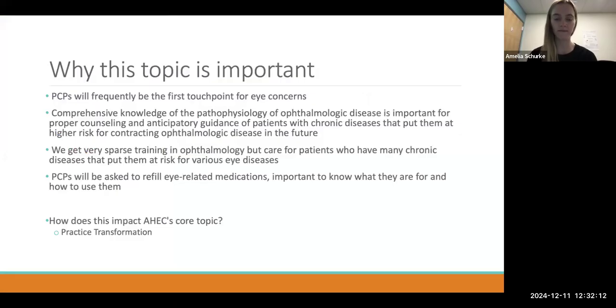Why this is important, as all of you know, primary care doctors will frequently be the first touch point for eye concerns. If not the clinic, then the ER or urgent care. And then certainly comprehensive knowledge of the pathophysiology of eye disease, or how eye disease works and why certain conditions happen, is important for us to be able to counsel and provide anticipatory guidance for patients with specific chronic disease that puts them at higher risk for different eye diseases in the future.